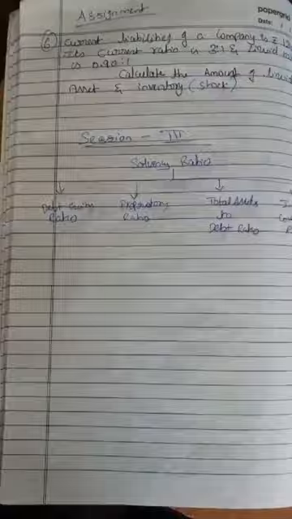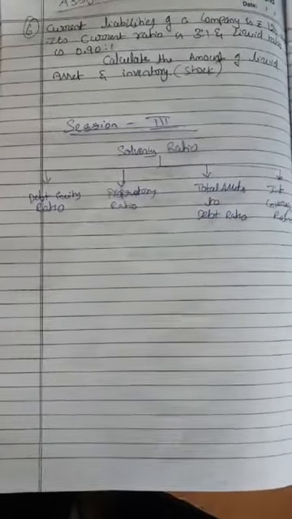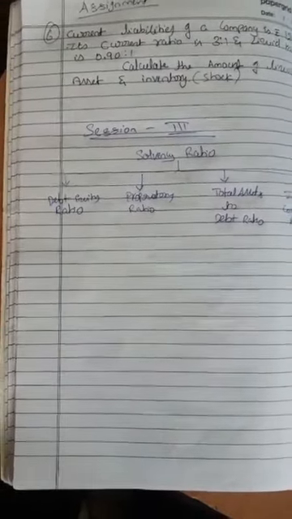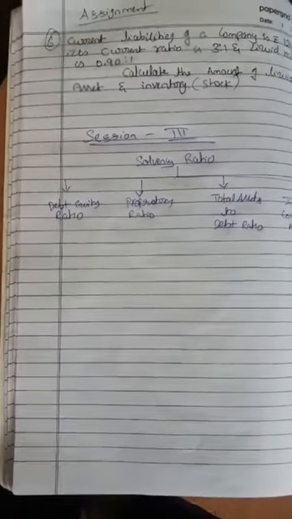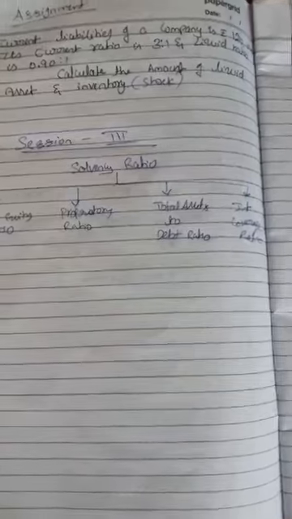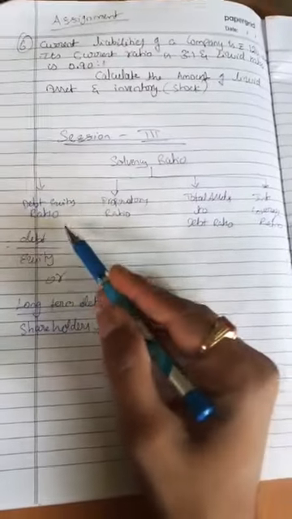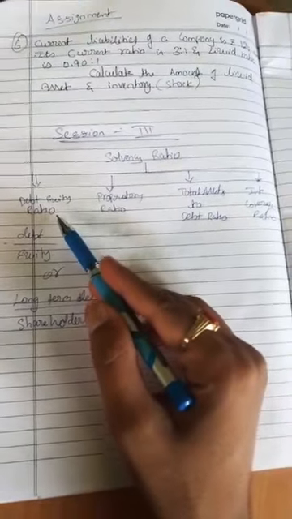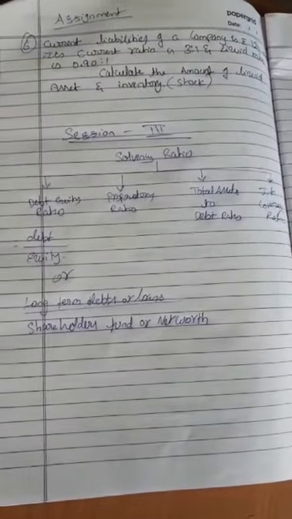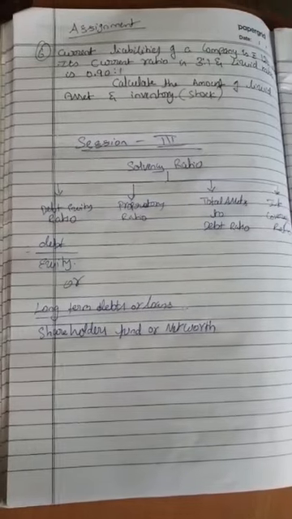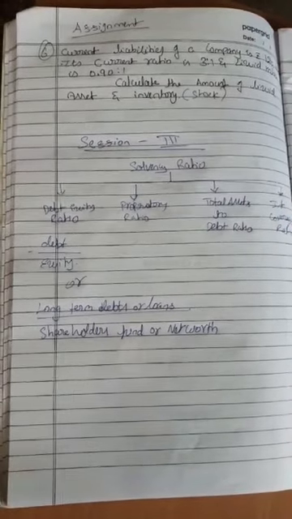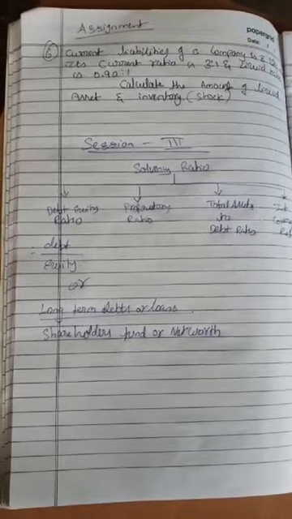So what is debt equity ratio? It's so simple. It indicates the relative proportion of shareholders' equity and debt used to finance a company's assets. First, let us know the meaning of that.